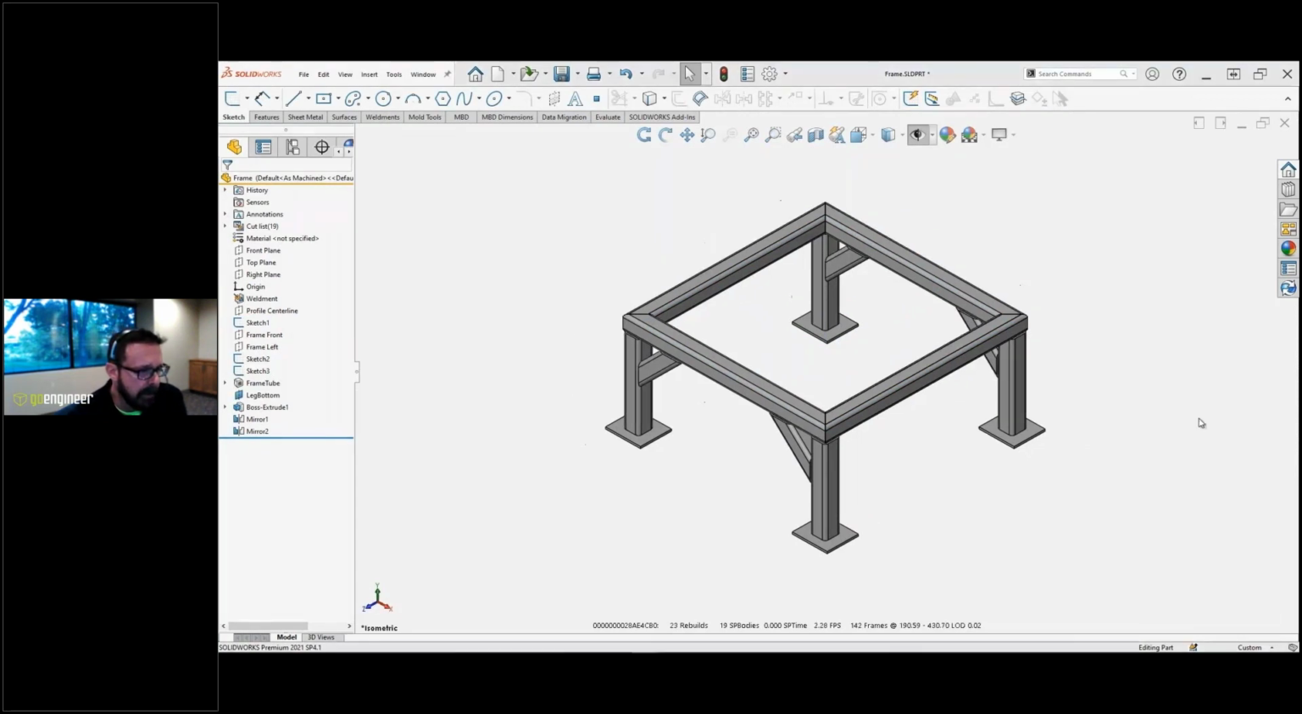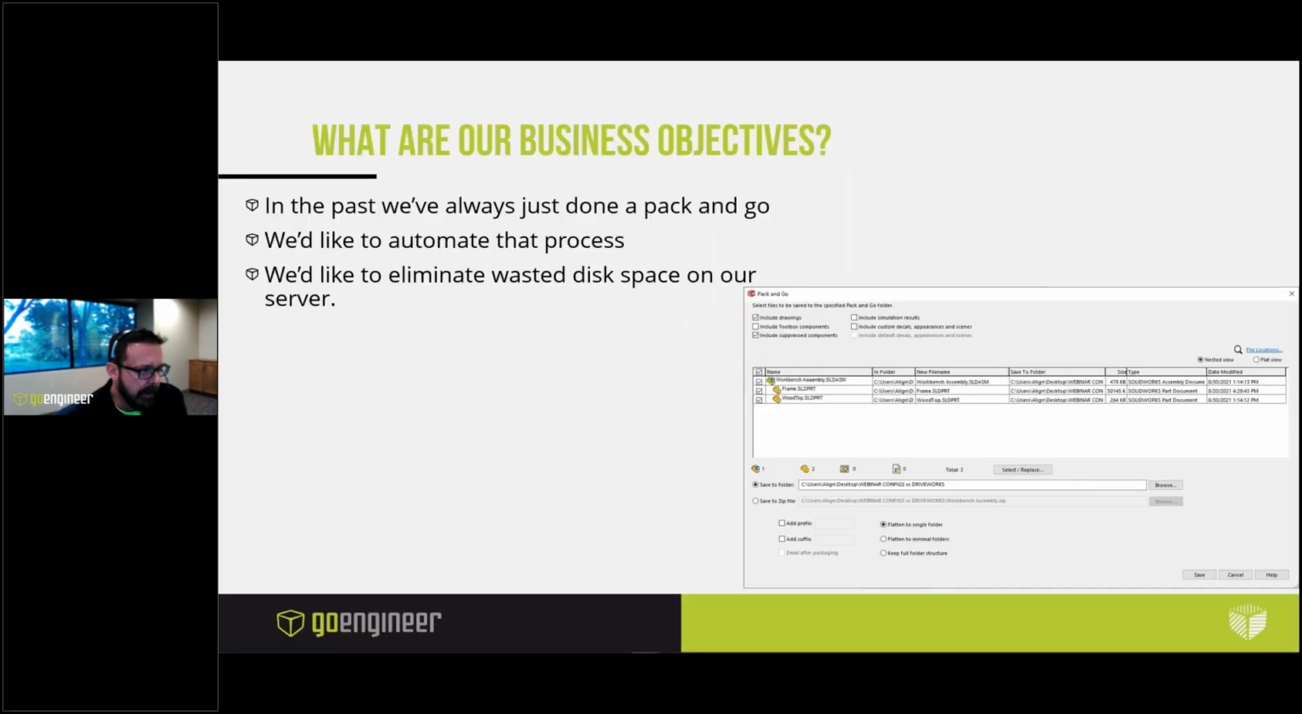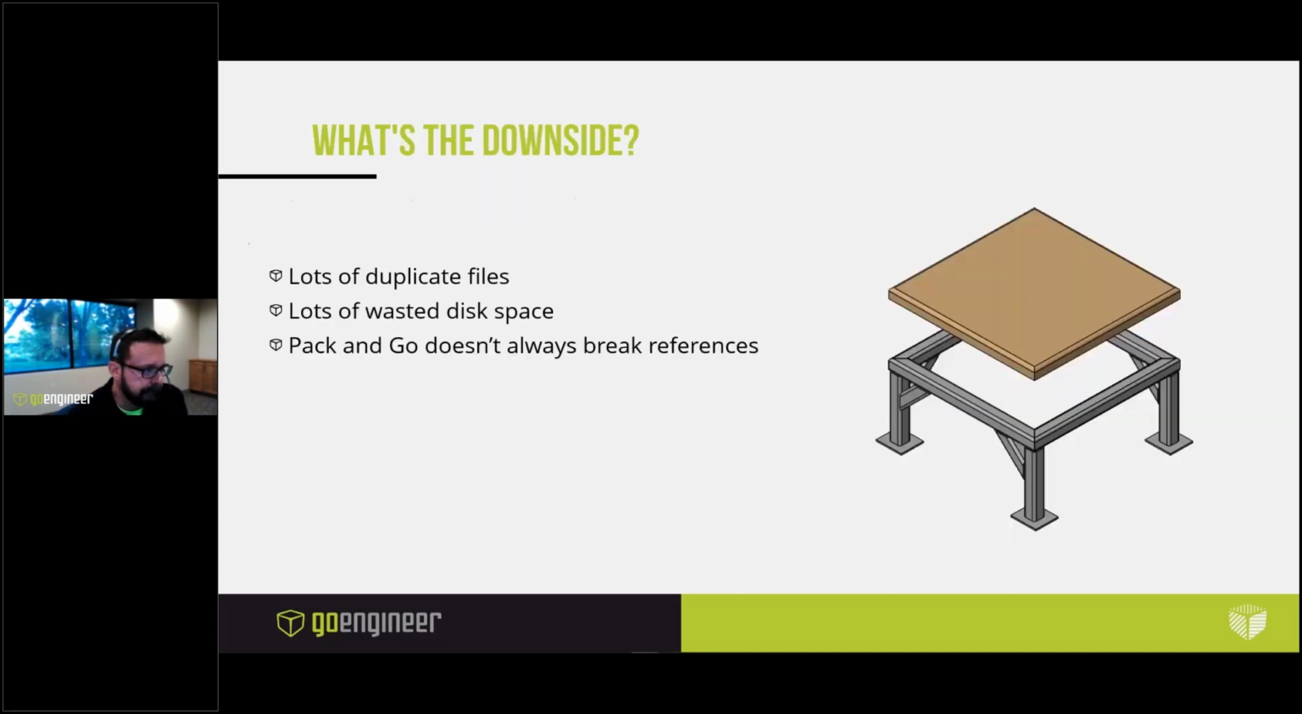And so what we've been doing is we've had these 3D parametric models, and as we got orders in, we had a master model or a master folder of our assembly that we just do a pack and go on, right? And copy everything to a new folder under a new order number, change the dimensions and all that kind of stuff. The downside of doing it that way is we've got lots of duplicate files, never a good thing, not good practice. Lots of wasted disk space because of all the duplicate files. And then pack and go doesn't always do a perfect job of breaking references, and there are other little niggling issues that you can have with pack and go.